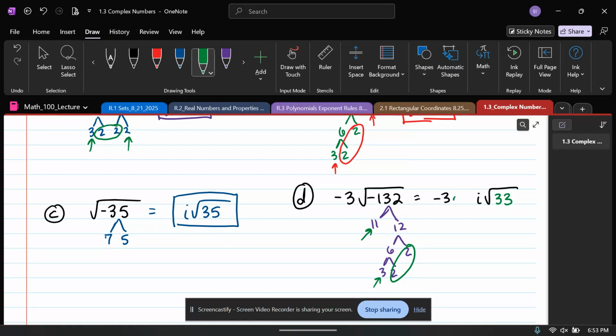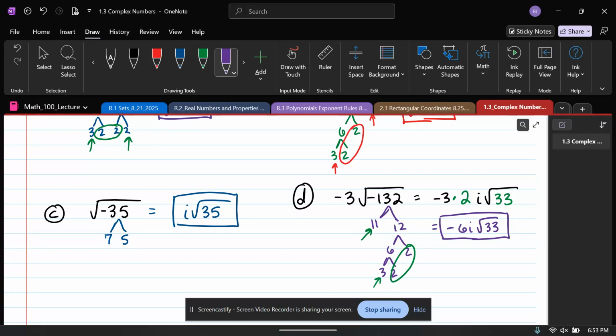And on the outside, I got to add that times 2 in there. What's my final answer? Yeah. We're getting better at this. That's good news.